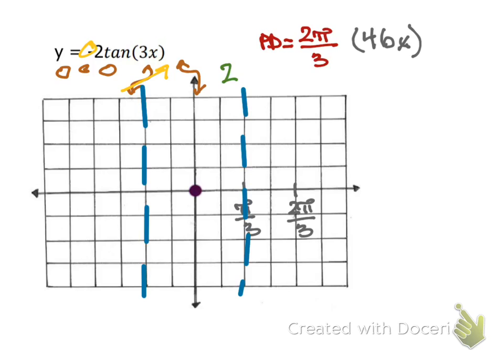And then putting in my fake amplitude. Usually for tangent, between the first asymptote and the 0, I would go down 2, but since we had to flip it because of the negative, I'll go up 2. And then I can put in my graph.